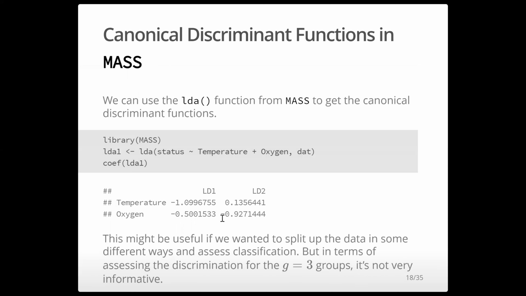We can do what we did last week and use the LDA function from the MASS package, or even QDA for quadratic discriminant analysis, but that can't be associated with MANOVA because it means we're not using the equal covariance matrix assumption. This might be useful if we wanted to split the data up in different ways and do some classification, like comparing healthy people to people who have flu or COVID, or COVID people to people who don't have COVID, creating a binary classification. But in terms of assessing the overall discrimination for the G equals 3 groups, it's not very informative.